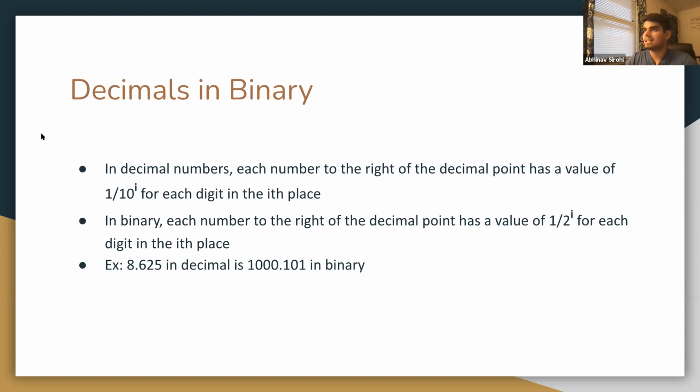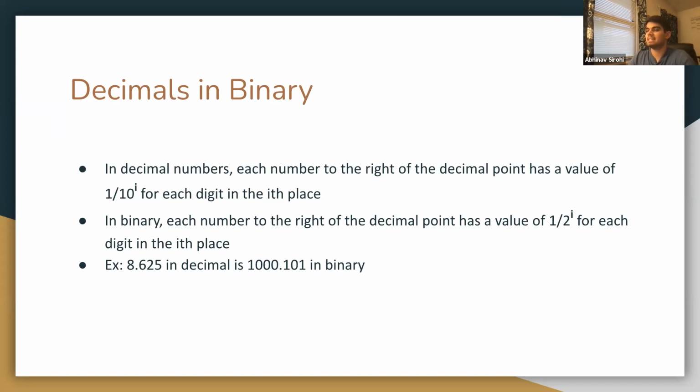So the next thing we have is decimals in binary. So basically the part that is the numbers to the right of the decimal point. In decimal numbers, or base 10 numbers, each number to the right of the decimal point has a value of 1/10 to the i for each digit in the ith place. And we can see that. So for example, the 6 here has, actually, I'll just go over this in the next slide because I explained it more clearly there.